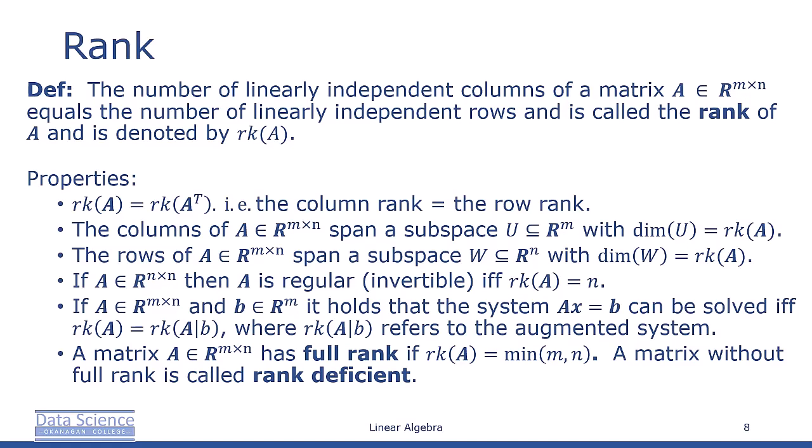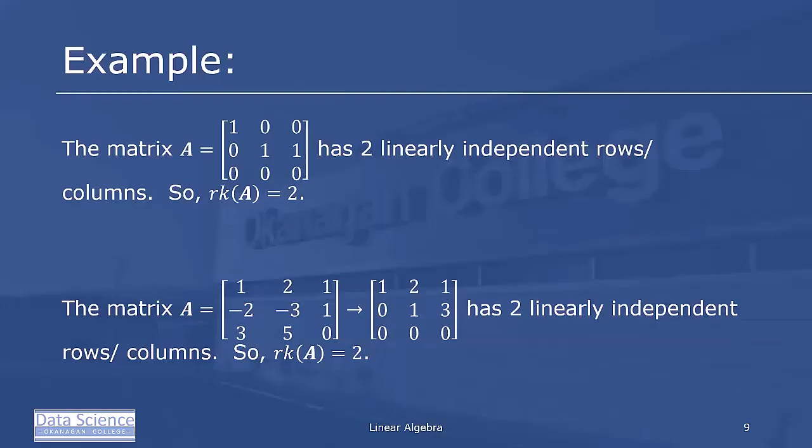An m by n real matrix A has full rank if its rank equals the largest possible rank for a matrix of the same dimensions. This means that the rank of a full rank matrix is the lesser of the number of rows and columns. That is, the rank of A is the minimum of m and n. A matrix is said to be rank deficient if it doesn't have full rank.